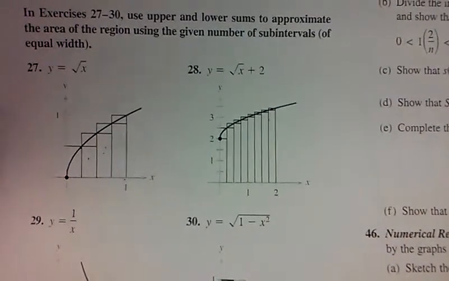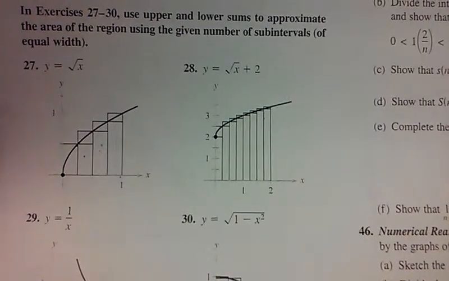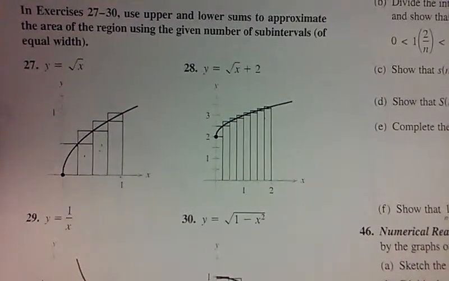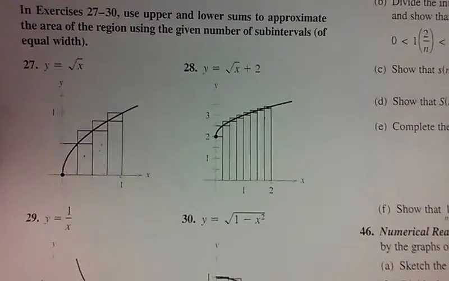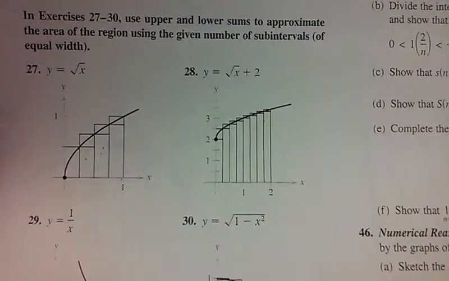So we're going to use that. Notice for the lower subinterval, we're going to use the numbers 0, 0.25, 0.5, 0.75, 1, 1.25, 1.50, and then 1.75, but not 2.